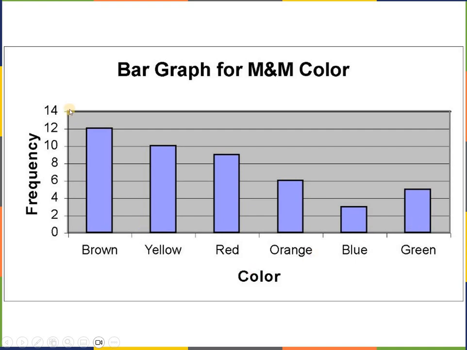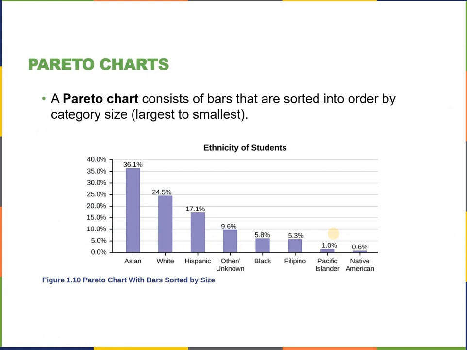You could do the categories on the horizontal and the frequency on the vertical, or the frequency on the horizontal, but there is no need in this case. This fits just fine. Pareto charts. Pareto charts consist of bars that are sorted into order by category size, largest to smallest. So in this case, before we draw the bar graph using Excel, we're going to sort our data.